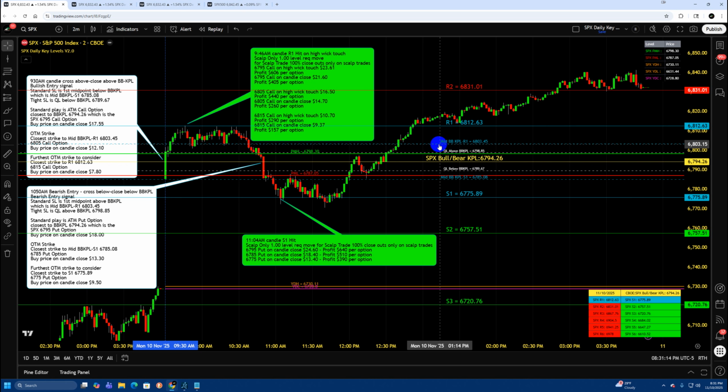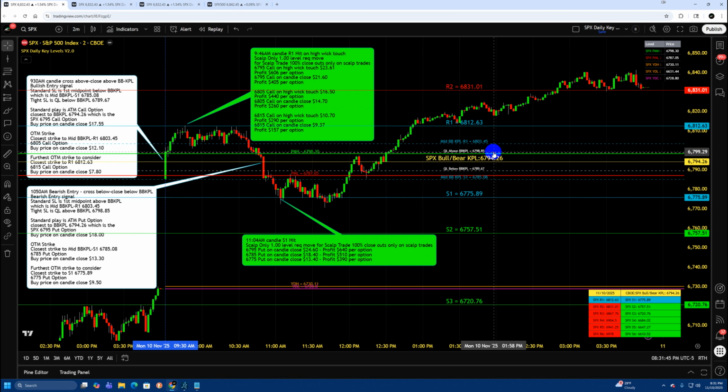Your standard stop loss on a bearish trade from the BBKPL would be the first midpoint above, and the standard stop loss on a bullish trade from the BBKPL is the first midpoint below. It works the same on every one of the other levels as well. So you can take bullish or bearish trades off of any of the main R levels, the main S levels, or the main bull bear KPL level.